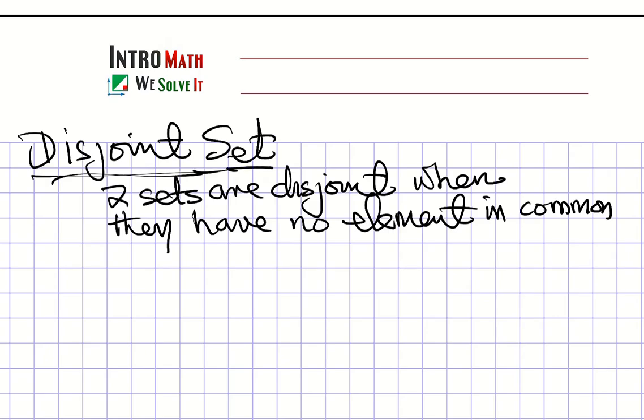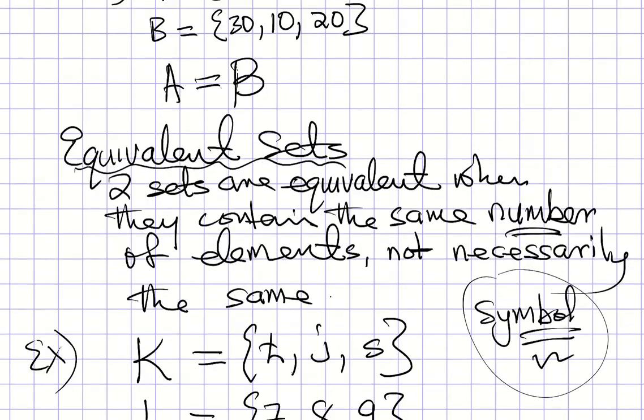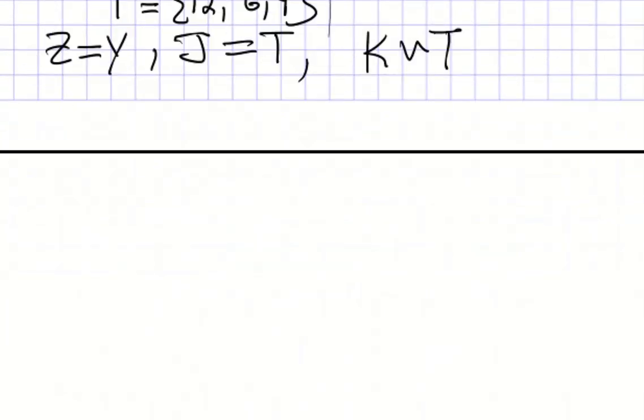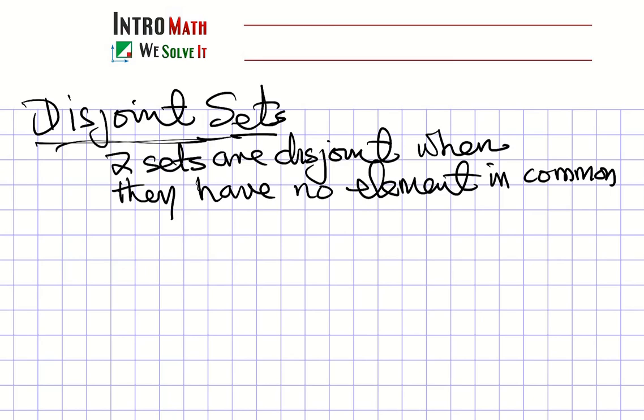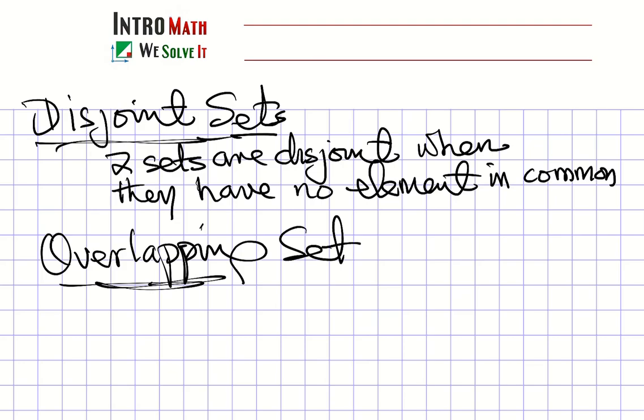Disjoint sets. Two sets are disjoint when they have no element in common, right? There is another type of set that goes together with disjoint sets. It's called overlapping sets.